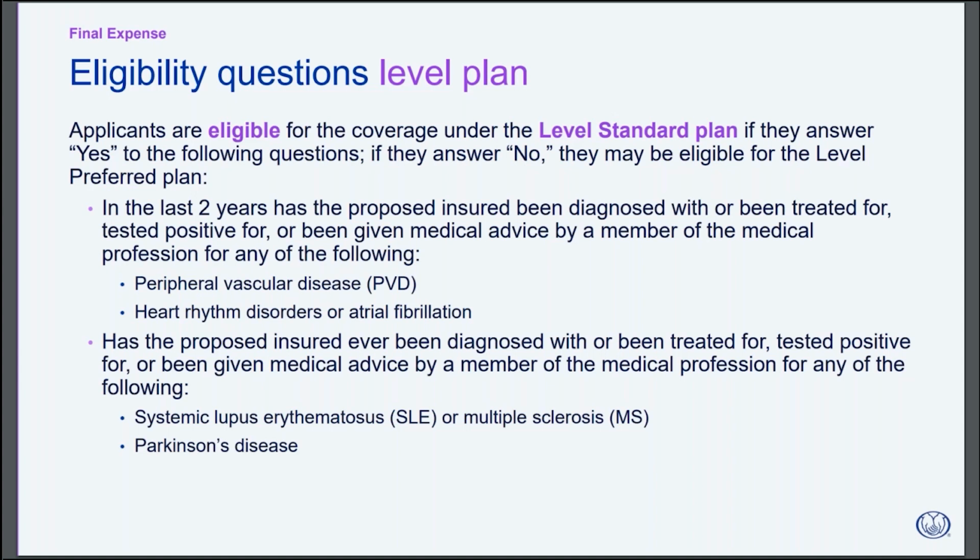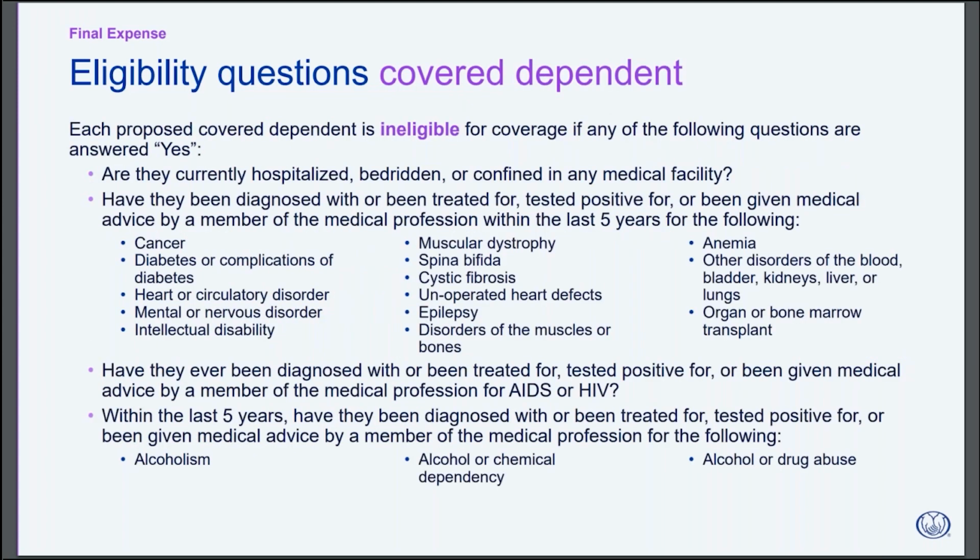Okay, so in the last 2 years, has the proposed insured been diagnosed with, treated for, tested positive for, or been given medical advice by a member of the medical profession for any of the following? PVD, heart rhythm disorder, SLE, MS, Parkinson's disease. Are they currently hospitalized, bedridden, or confined in any medical facility?